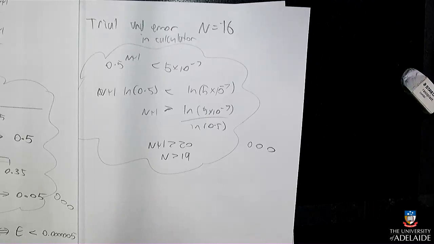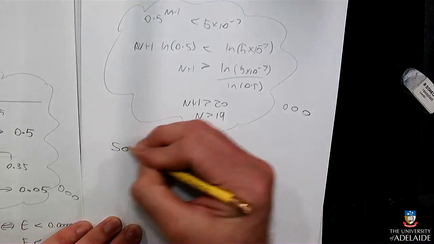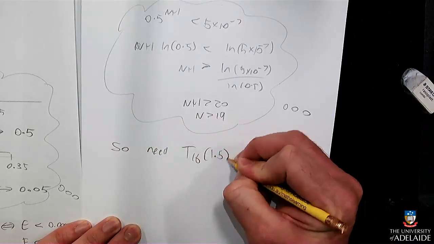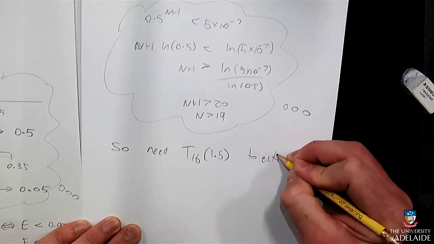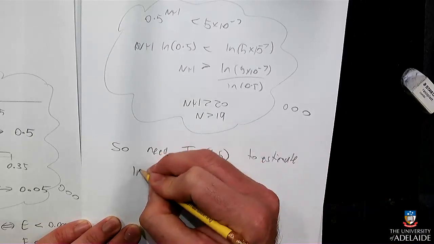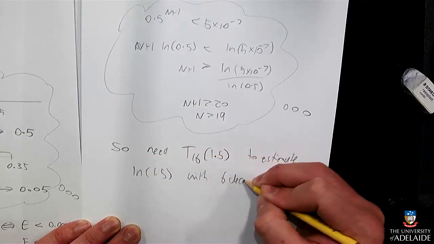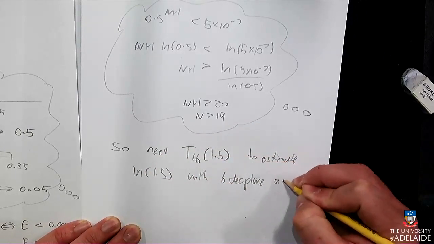What does 16 do? Like, 16 means, so I need the 16th Taylor polynomial to estimate ln of 1.5 with 6 decimal places accuracy.